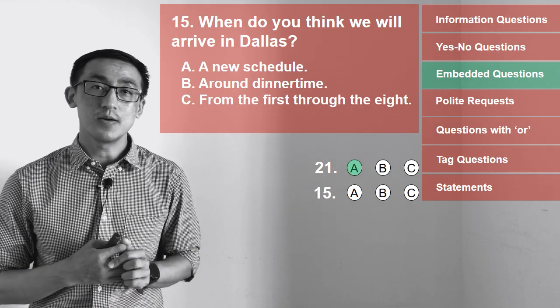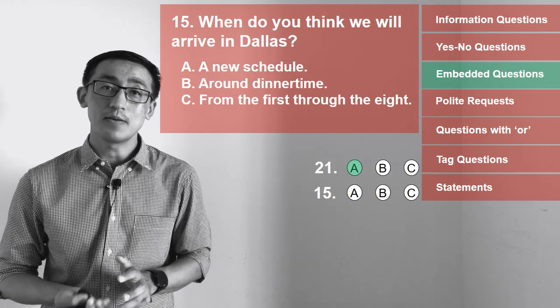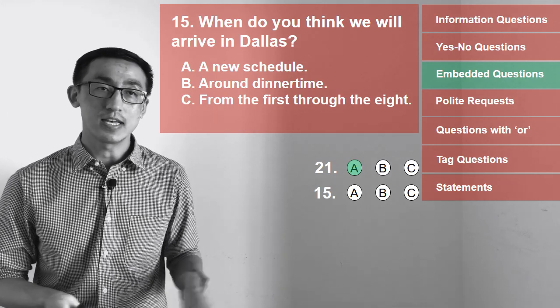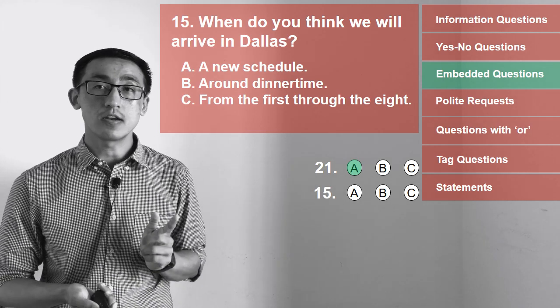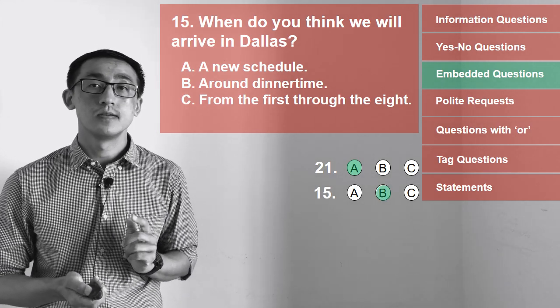So what is dinner time? There is no specific time like 6 o'clock or 5 o'clock or 3 o'clock. Dinner time is normally the time when we eat dinner. So based on this, the correct answer is B.